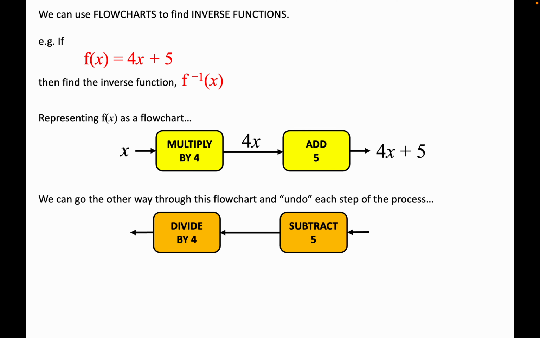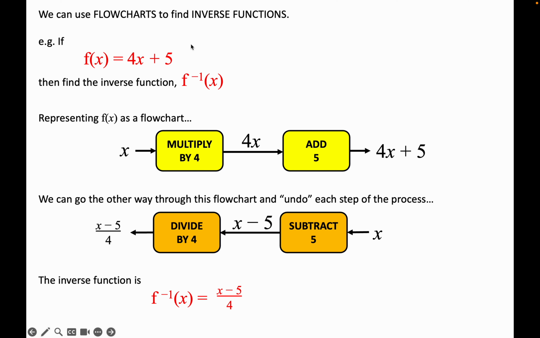So if a number x went into the right-hand side of the flowchart and you subtracted 5, you'd have x minus 5. If you then divided that by 4, you'd have x minus 5 divided by 4. So the inverse function, f minus 1 of x, is x minus 5 over 4. So that means x minus 5 over 4 would undo the effect of 4x plus 5. So 4x plus 5 and x minus 5 over 4 are functions that undo each other.